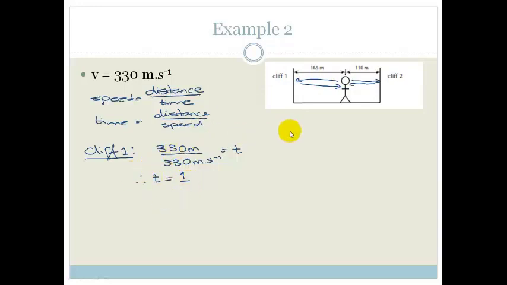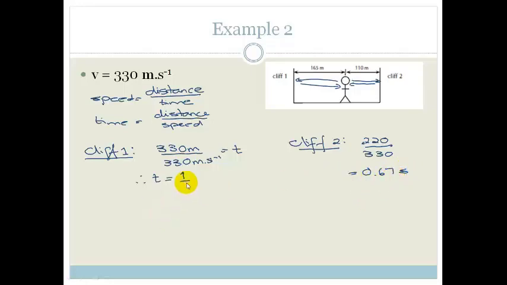Right. Now let's look at cliff 2. For cliff 2, the distance was 110 times 2, because we've got to go there and back. So that's 220 meters divided by the velocity again of 330. So what does that become? It becomes 220 divided by 330, and it equals, if you did this on your calculator, you'd have got 0.6666, but remember we round off to 2 decimal places, so it's 0.67 seconds.